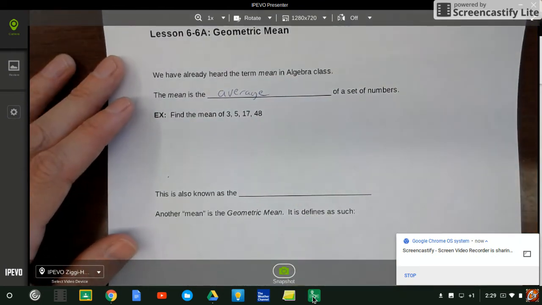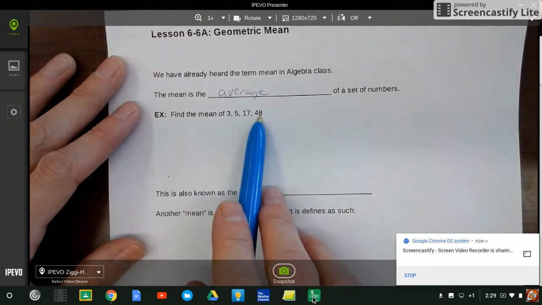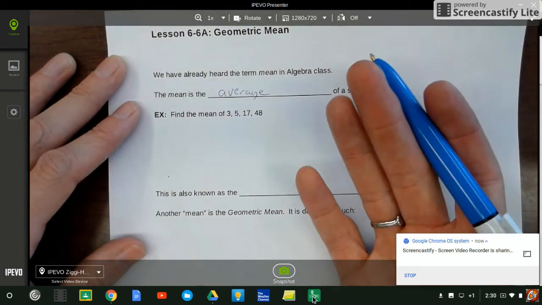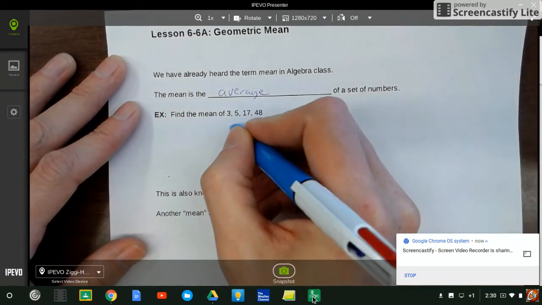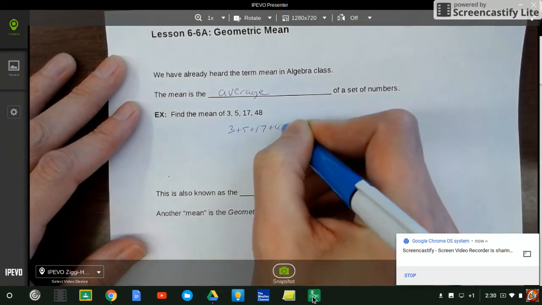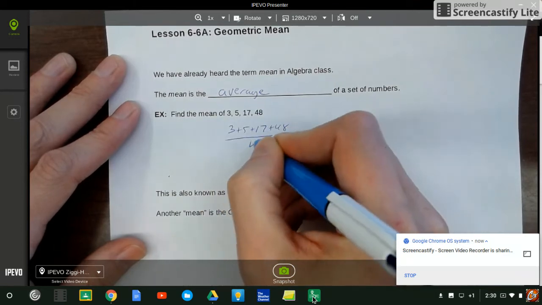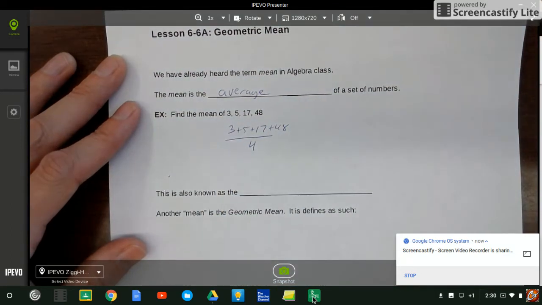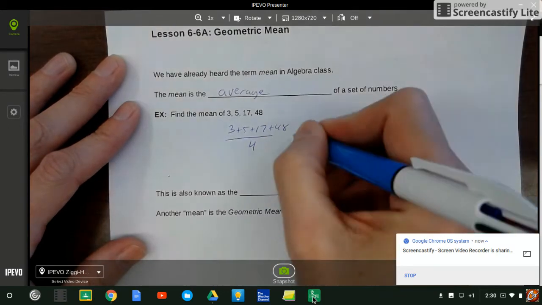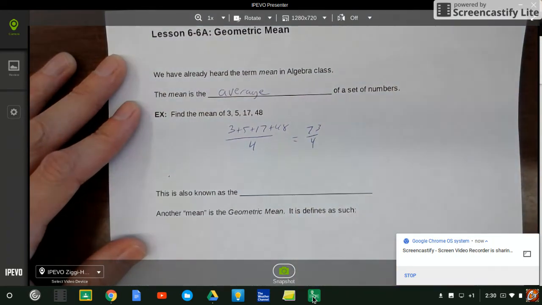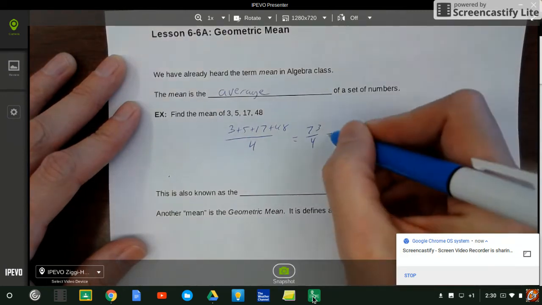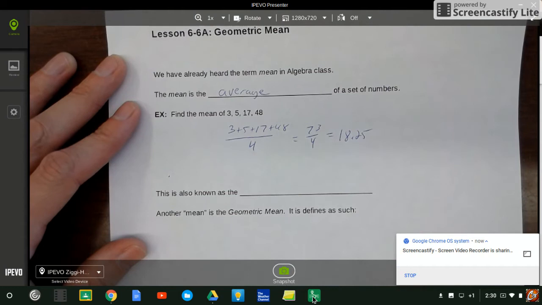So when we talk about finding the mean, we talk about a set of numbers like this, okay? It could be 4 numbers, 3 numbers, 2 numbers. Your average is a mean. Okay, so our mean would do 3 plus 5 plus 17 plus 48 over, and there's a set of 4. So real quickly, we can add that together. So when I add that together, I get 73 over 4. And when I divide that, we'll round this to 18.25. Okay, so that's what a mean is.